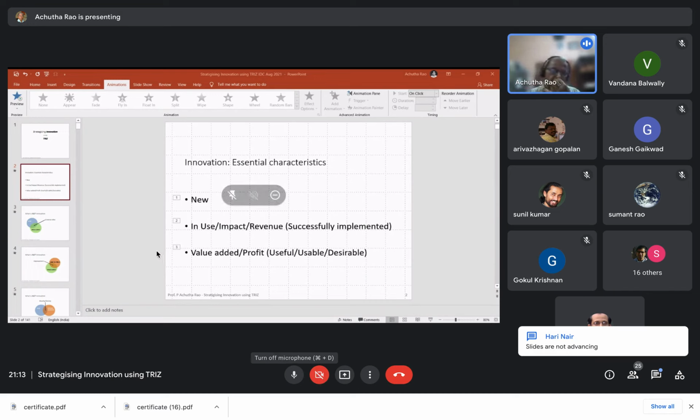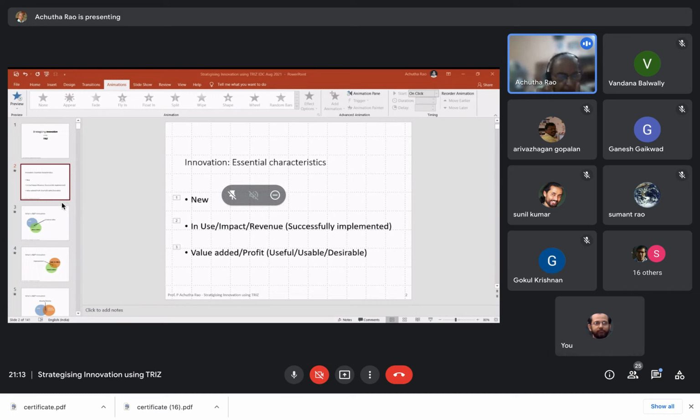That means somebody in some place, some domain. I'm not bothered about which domain he is in, mechanical or electronics or chemical or whatever it is, has already addressed a problem. This was derived after analyzing more than 2 lakh pages.